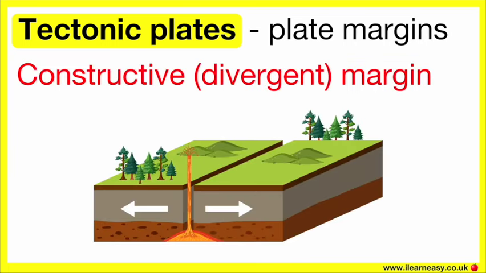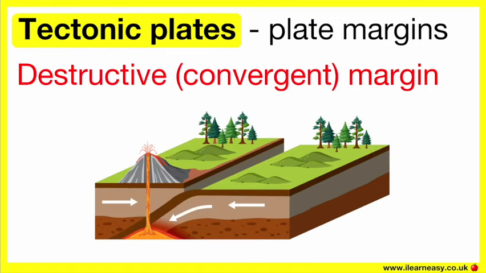Constructive plate margin, also known as divergent. This is when the plates move away from each other. This results in a gap in which the magma seeps through, cools down, and forms geological features such as volcanoes.